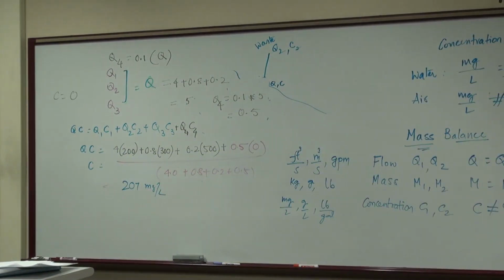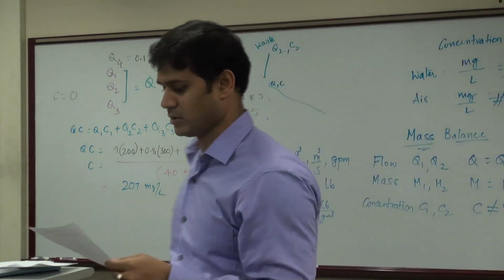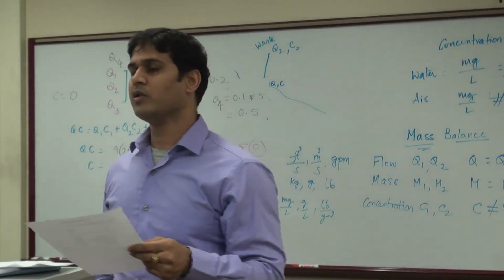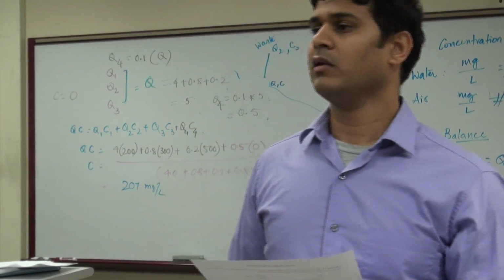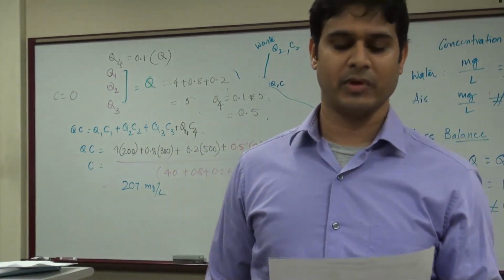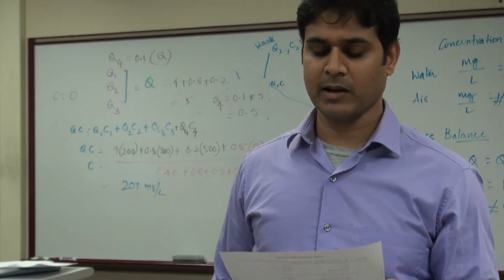A municipal activated sludge wastewater treatment plant with primary clarification and anaerobic digestion has the following influent characteristics. All right, so you're given flow 5 million gallons per day. MGD is million gallons per day, right? BOD5 is 200 milligrams per liter.